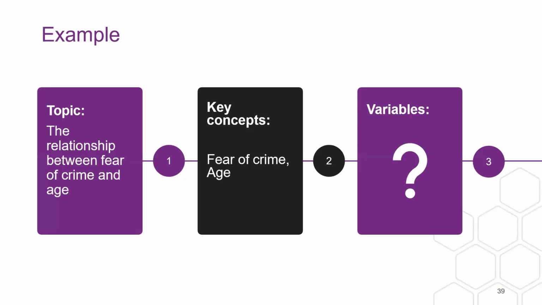So, for example, let's say we're interested in looking at the relationship between the fear of crime and age. So we need to find some data with variables which will allow us to measure these concepts and formulate or answer a research question about them. Now, as Maureen said earlier, it might not be possible to find the perfect data set, and you could spend a lot of time searching for this.